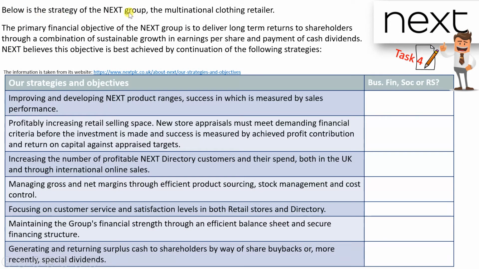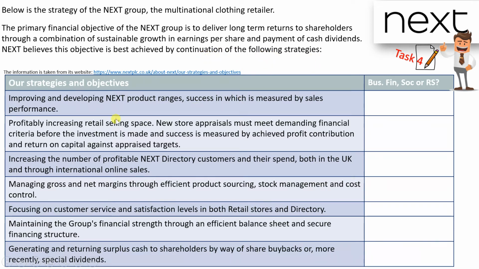Right, here's the next case study. Next is the multinational clothing retailer, and this is taken from the Next website, so this is actually Next speaking. The primary financial objective of the Next group is to deliver long-term returns to shareholders through a combination of sustainable growth in earnings per share and payment of cash dividends. Dividends are what the shareholder receives as a percentage of the profit. Next believes that this objective is best achieved by continuation of the following strategies.